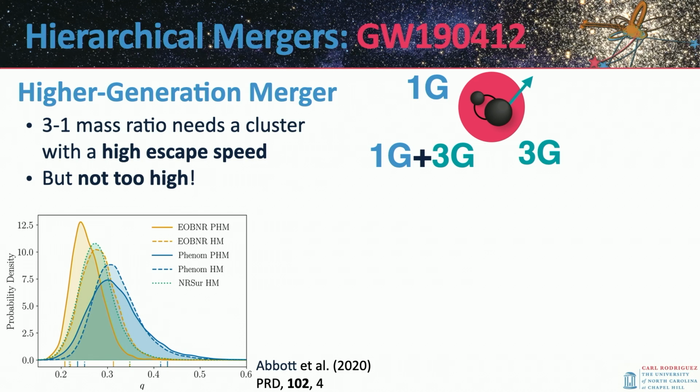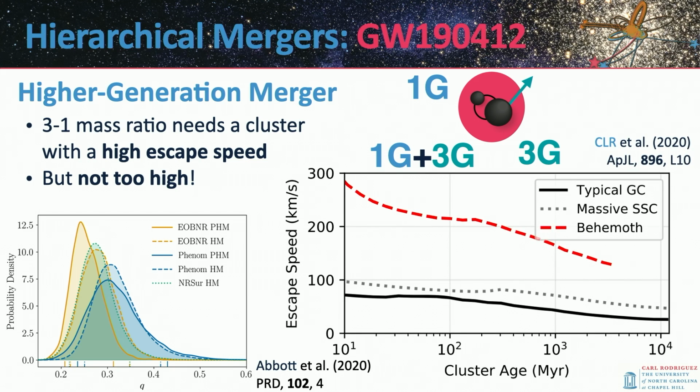So obviously you would expect a 3G black hole plus a 1G black hole. And we can compare this to the escape speed of that absolutely massive behemoth cluster that I was talking about, which starts off, unlike typical globular clusters, with an escape speed of nearly 300 kilometers a second before evolving down before its destruction to an escape speed of about 150 kilometers a second. So you potentially have the opportunity for many of these black hole mergers to be retained by the cluster as long as their recoil speeds are lower than the escape speed.